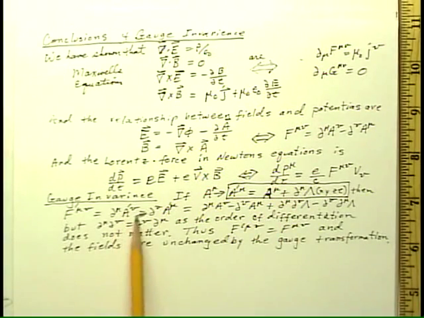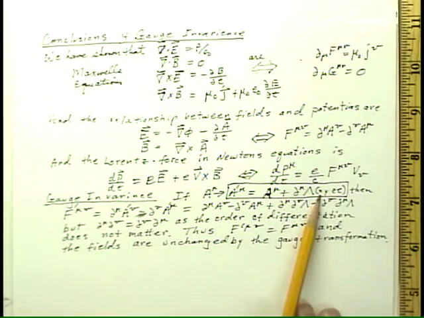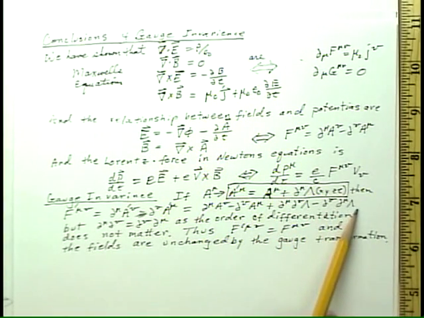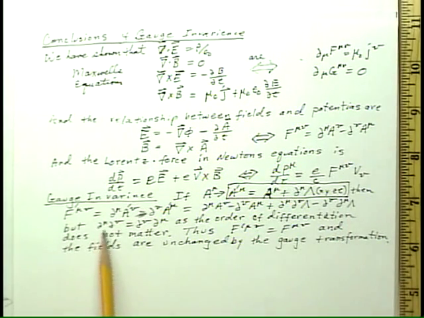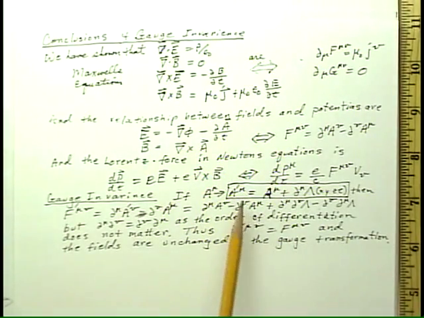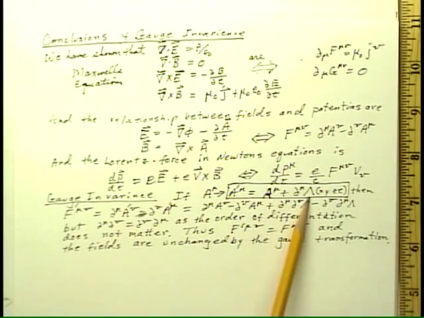The partials of this term here, the scalar term, which gives us partial nu of lambda minus partial mu of lambda. But as partial nu partial mu is equal to partial mu partial nu, this is true because the order of differentiation does not matter. It follows, therefore, that F mu nu prime is equal to F mu nu, and the fields are unchanged by this gauge transformation. And this right here is the covariant form of a gauge transformation, where this is any function lambda.